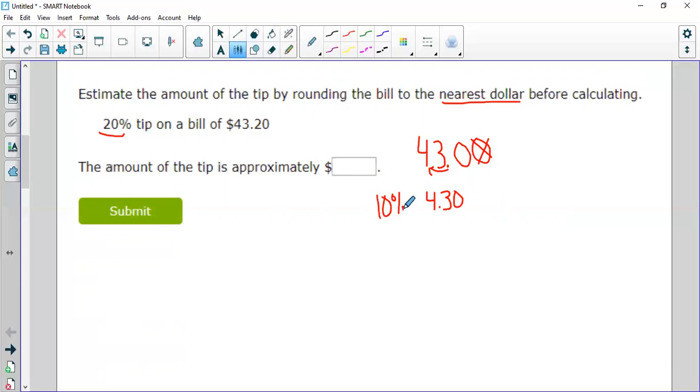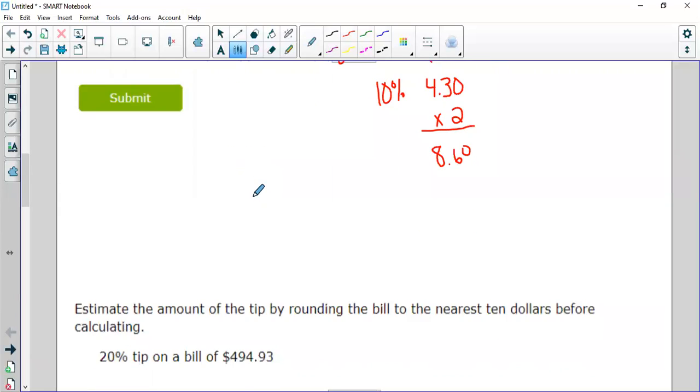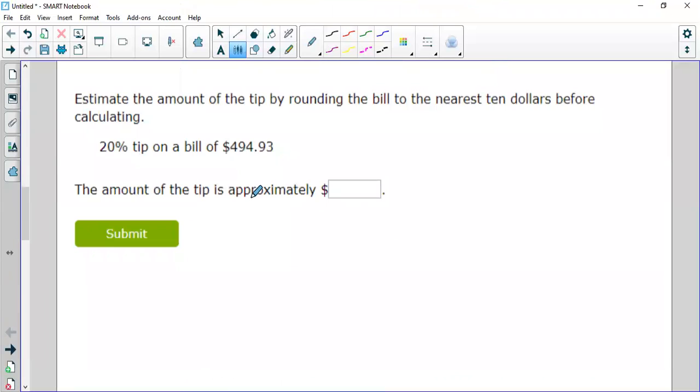Now they want me to find 20%. So just take this value and multiply it by 2. Well, 4.30 times 2 is $8.60. And you just estimated the approximate 20% tip is $8.60. It's approximate because we rounded our dollar amount in the beginning. So it's not exact, it's an approximation. That's close enough. All right, let's do another one where we round a little harder.